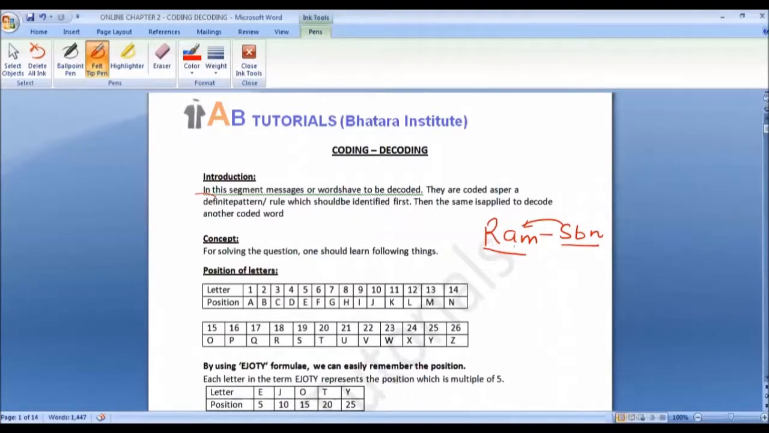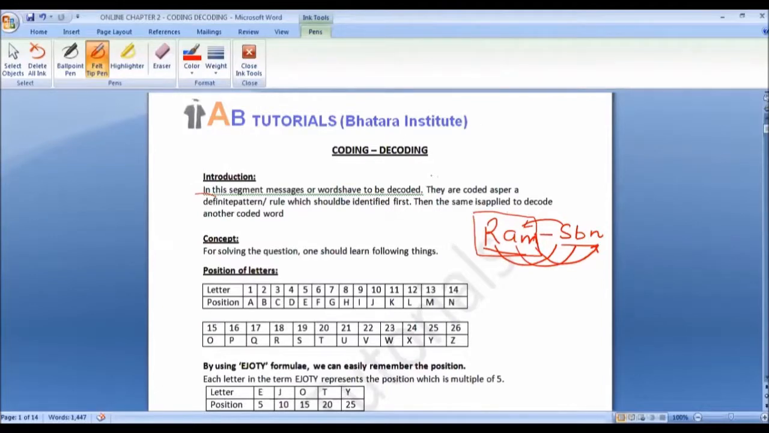So first of all, we need to decode this, like how this word is coded. Say for example, R is coded as S, A is coded as B, and M is coded as N. So we can see that each and every letter of this word is increased by 1. So in this particular manner, we are going to code the given next word.